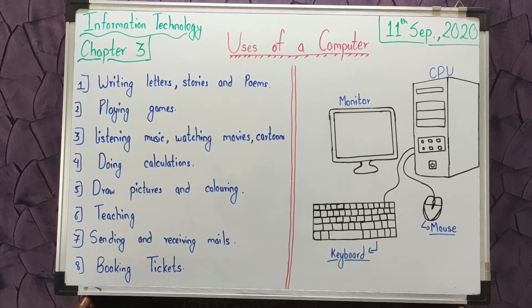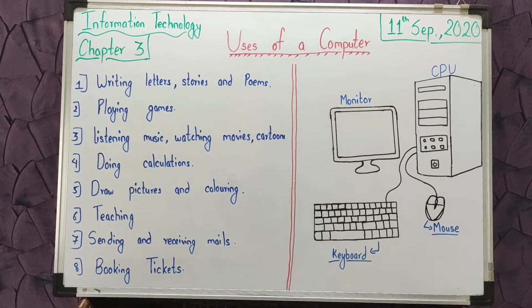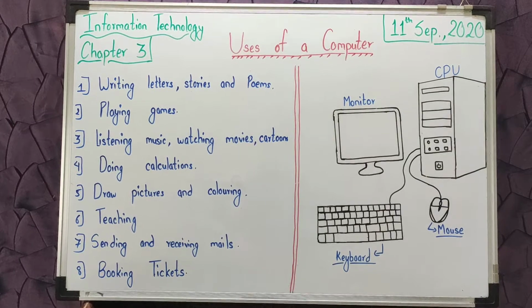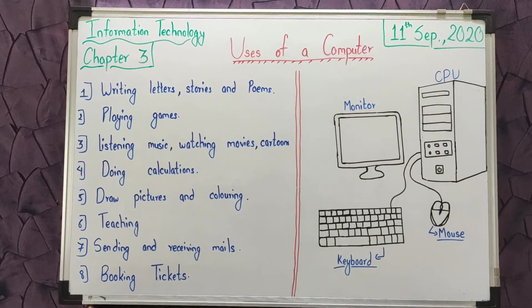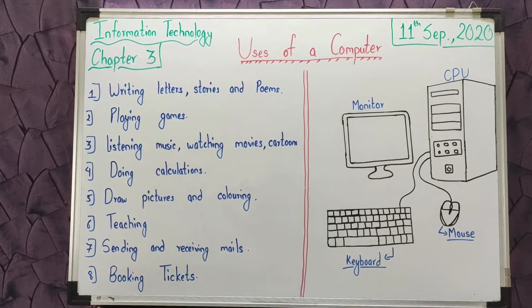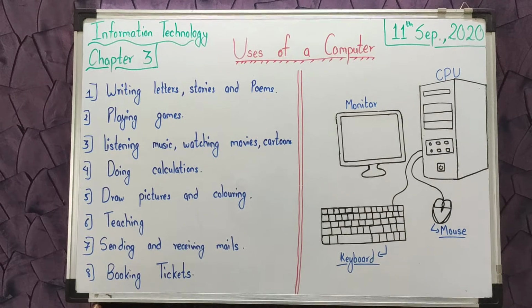So why is it our friend? It is our friend because we can do a lot of things in a computer, right? Like we can write letters, play games, we can solve sums, we can do teaching, right? We can watch movies and cartoons, etc., right?